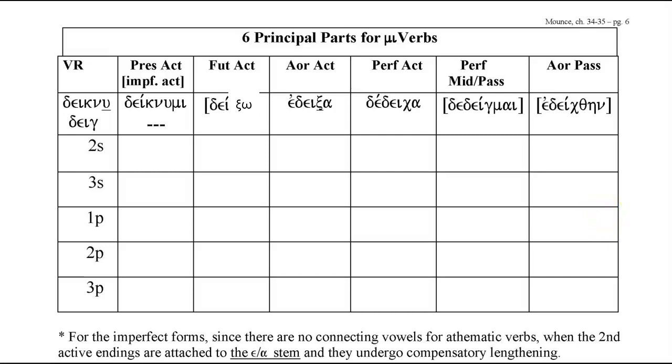For δεικνυμι, for the upsilon mi verbs, the important thing to know is that the stem δεικνυ is only used for the present and the imperfect tenses. It's only used here. But for every other tense, it stops being a mi verb. That's why I said that upsilon mi verbs are kind of fake mi verbs.